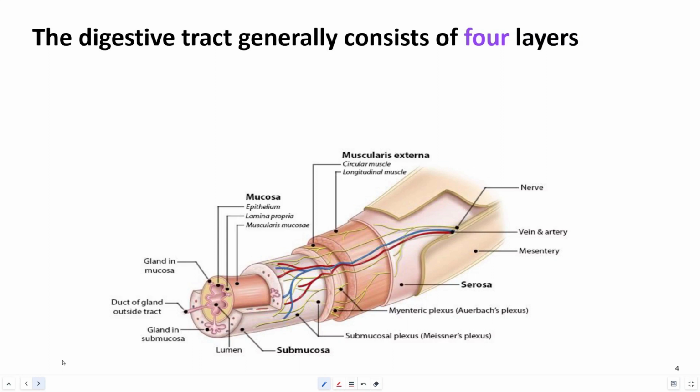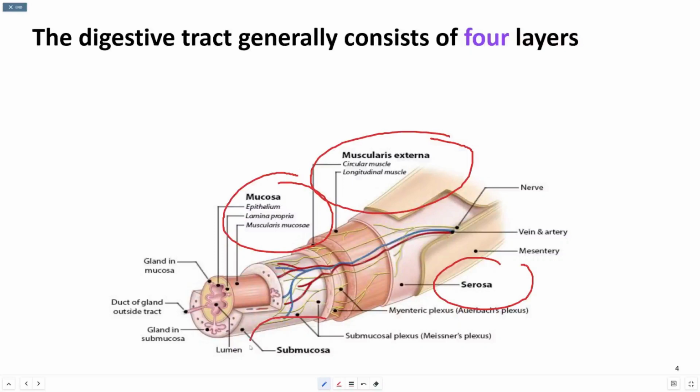And the final outermost tunic can be either an adventitia or serosa. The adventitia is composed of areolar connective tissue that is dispersed with a lot of collagen and elastic fibers that are found outside the peritoneal cavity. So you can see the muscularis externa, the mucosal layer, the serosa, and the submucosa.